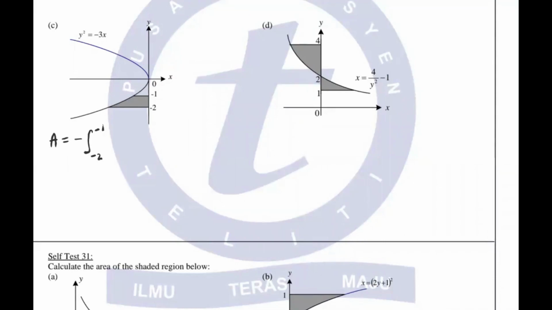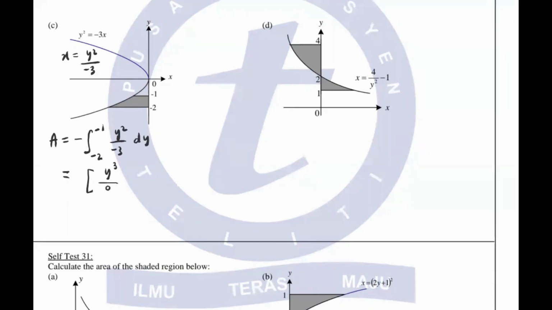Now I need to make x the subject. You can see here y squared is -3x. If I transfer the -3 down, your x is y squared over -3. So you need to put y squared over -3 here, dy. And for me, since there's a double negative here, might as well cancel the negative, and immediately I integrate this. When you integrate y squared, you increase the power by 1, you get 3.